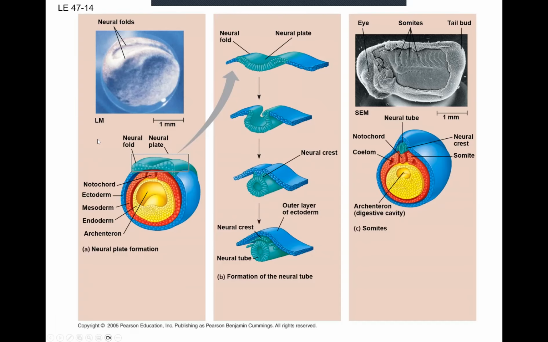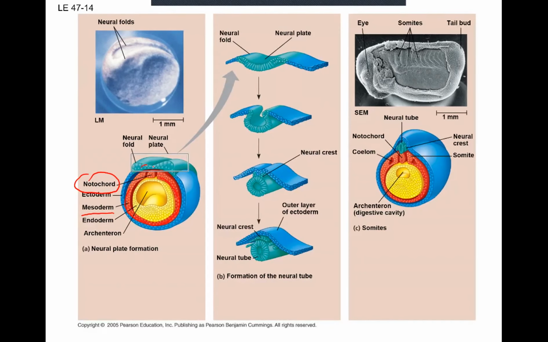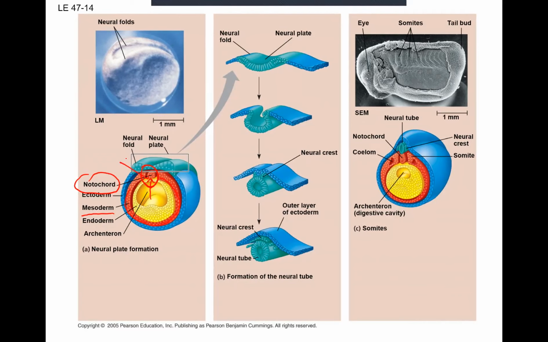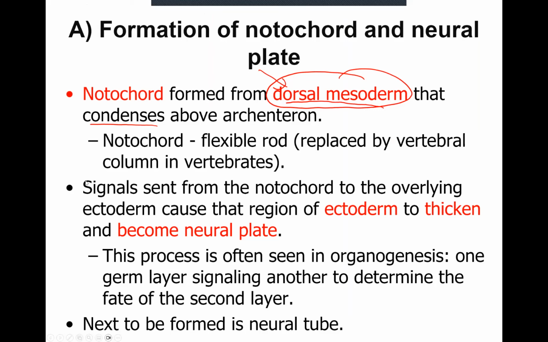Let's look at this one first. You can see here, this is the notochord. This is mesoderm, all from the mesoderm layer. The dorsal mesoderm layer will condense, and it is the dorsal mesoderm layer above the archenteron. This is the archenteron, so the dorsal mesoderm here is this one. The dorsal mesoderm layer will condense and form the notochord. What is the notochord? The notochord is a flexible rod that will be replaced by the vertebral column in vertebrates. In other words, later on the notochord will develop into the vertebral column, the backbone.